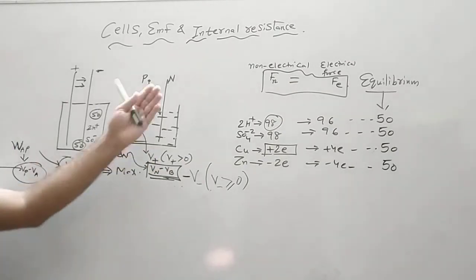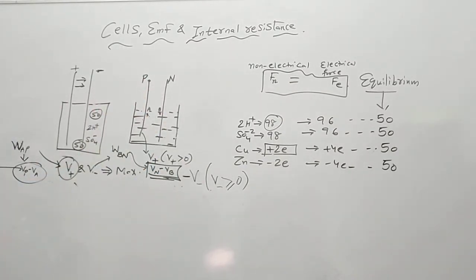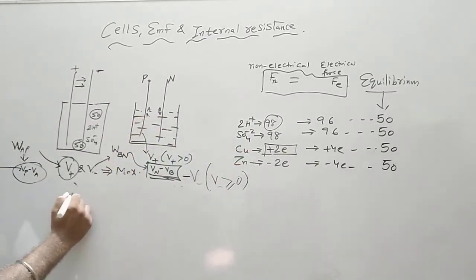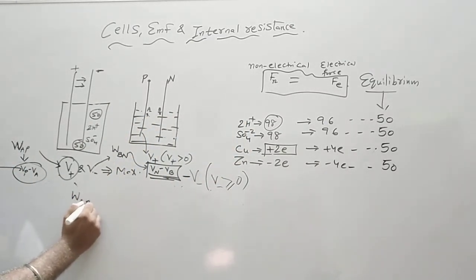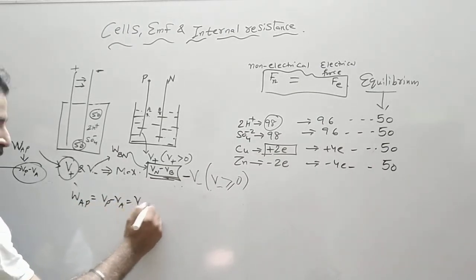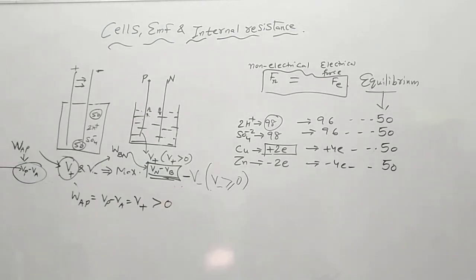Now I start according to the book. According to the book, an H plus ion will move from point A to P. So work is done from A to P, and this will be Vp minus Va. This is written as V plus, which is greater than 0. So this is the work done to move a unit positive charge.